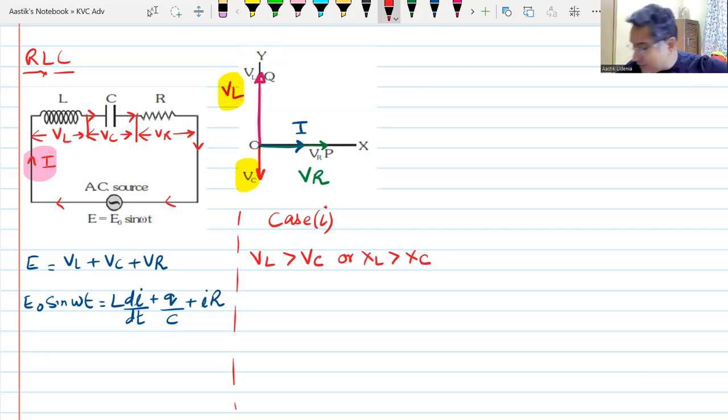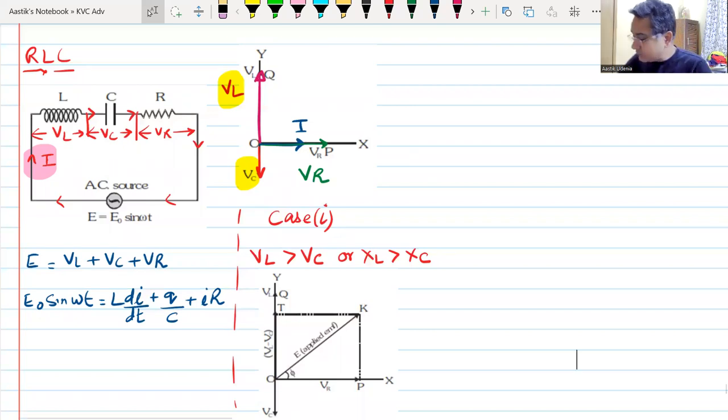Now, if your VL is greater than VC or XL is greater than XC, no matter how you call it, you can draw this diagram as the effective diagram here. Instead of taking VL and VC separately, we can just draw one phasor like this. Again, let me start. The phasor of current I is here. The phasor of voltage drop across the resistor VR is here.